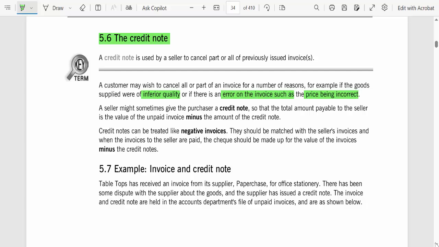The credit note helps to keep everything in balance by adjusting the buyer's outstanding amount on the original invoice. When the payment is made, the buyer will only pay the net amount, the original invoice amount minus the credit note amount.